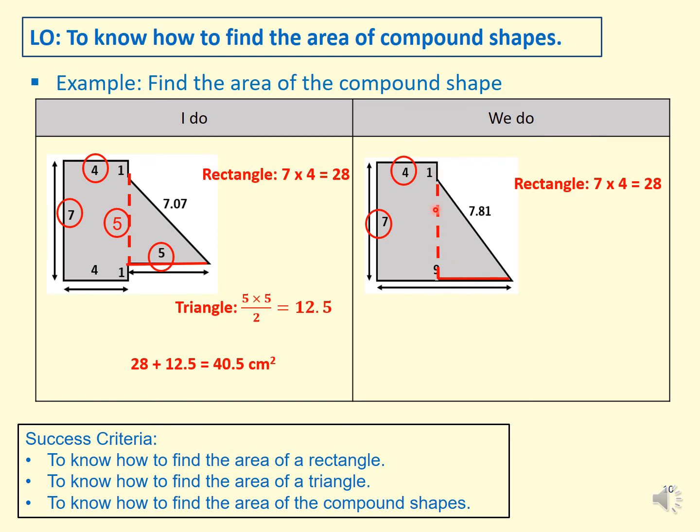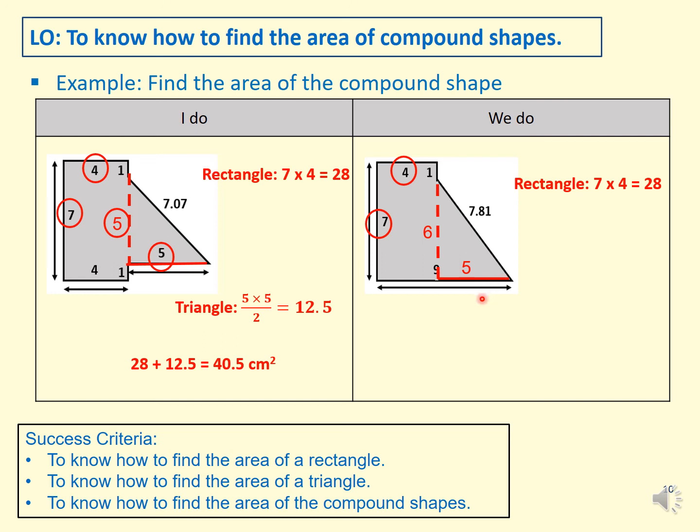For finding this one, I know the whole length is 7. I have 1 in here, so 7 take away 1 is 6. So this red bit in here is 6. Then for finding this one, I know the whole length was 9. I had 4 in here, so I'm left with 5. So this red bit in here is 5.